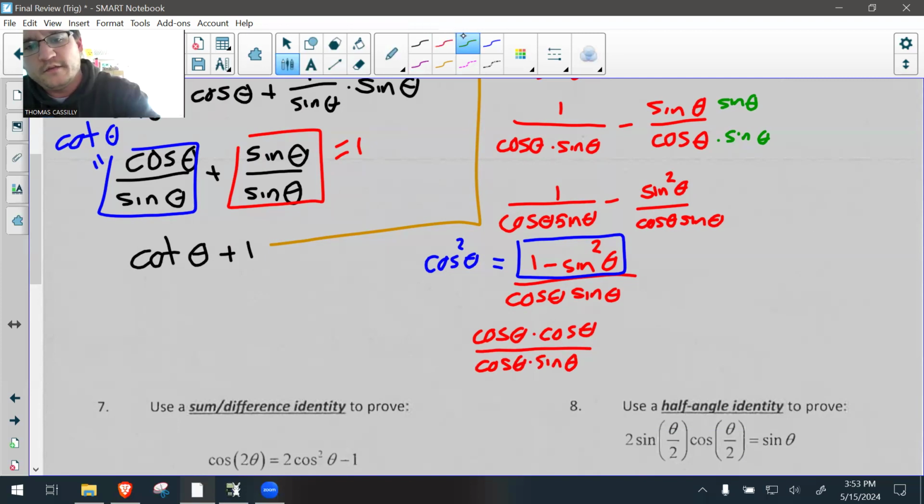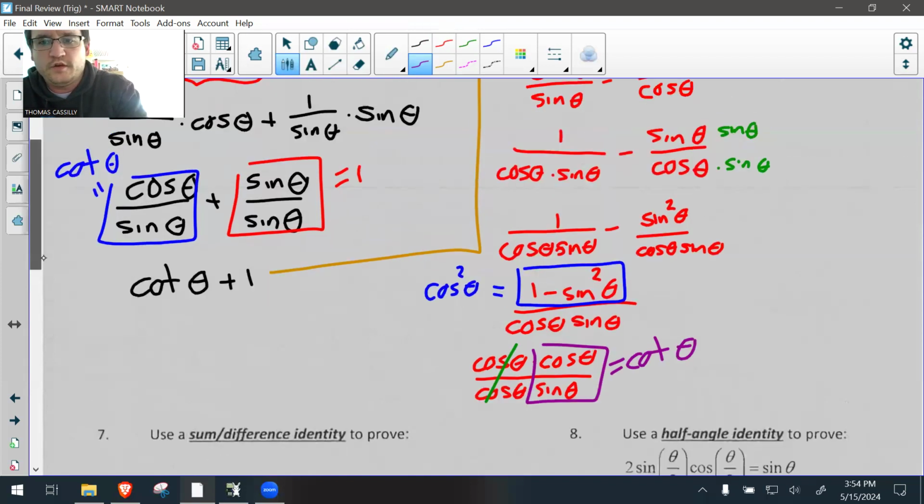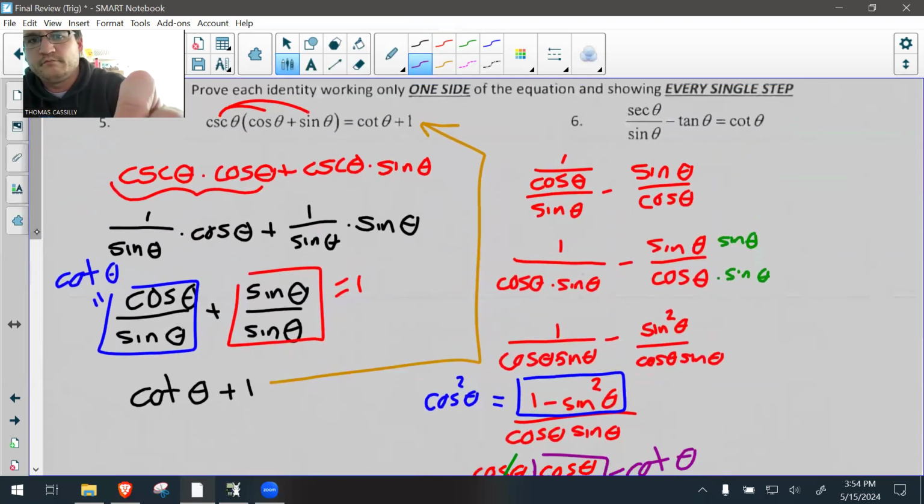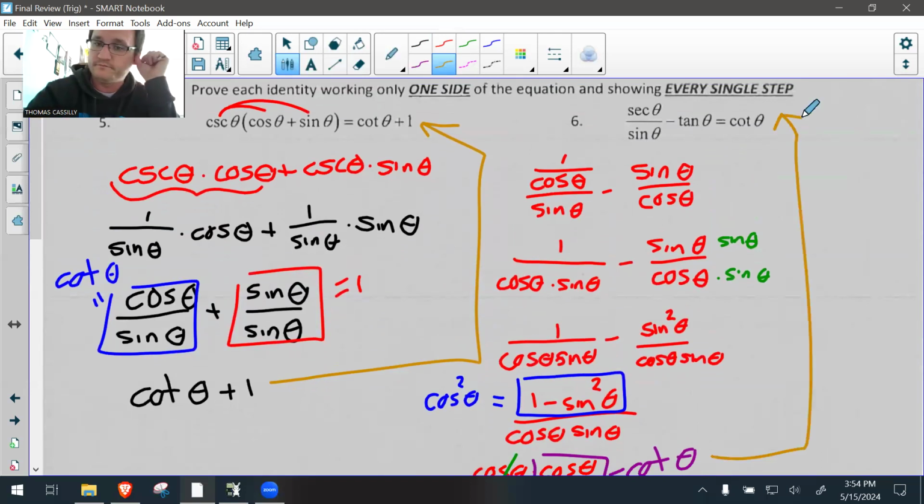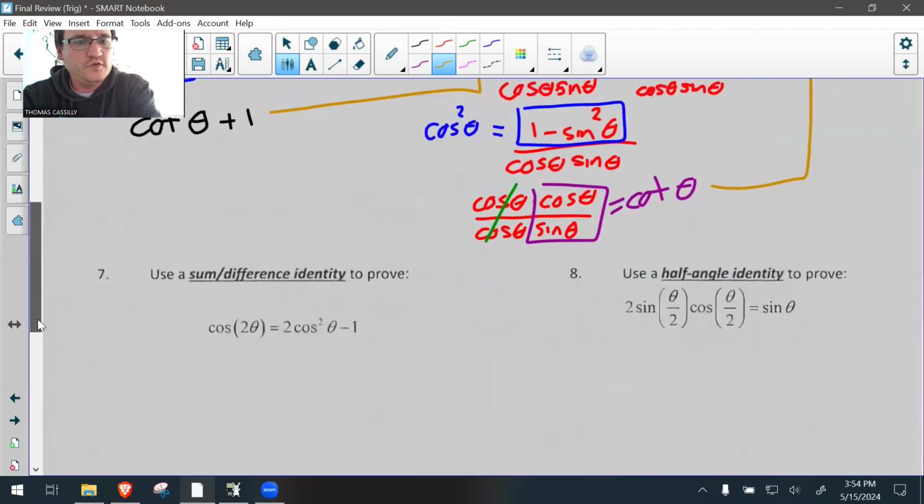And what you're going to see is that those two cancel out, and these two equal the cotangent, which is probably what we were trying to get to. Yep. So there we have it. All right. On to the next one here.